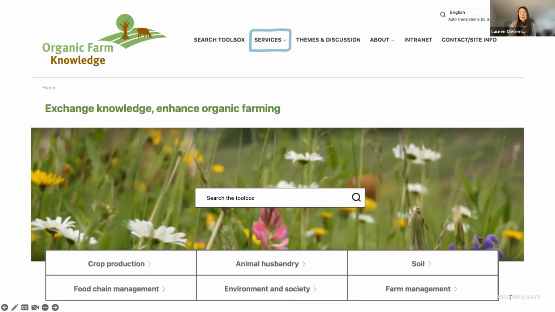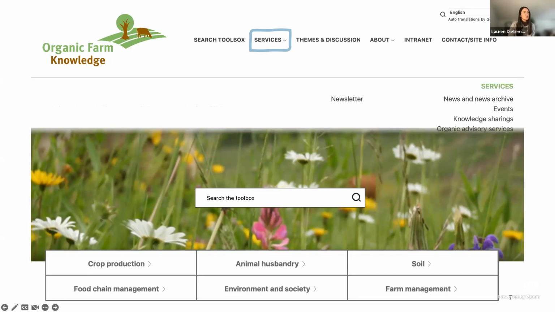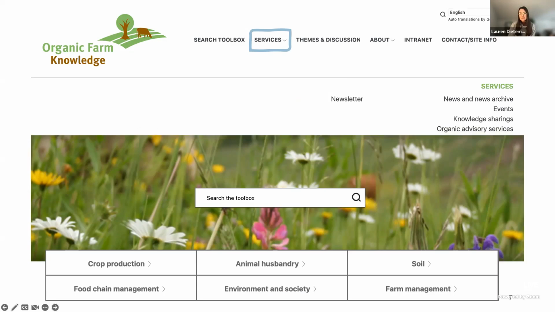Also of interest is the Organic Advisory Service page under Services. This lists organic advisory services across Europe according to country, and we're always happy to have new inputs, so please have a look and get in touch with us regarding your country.